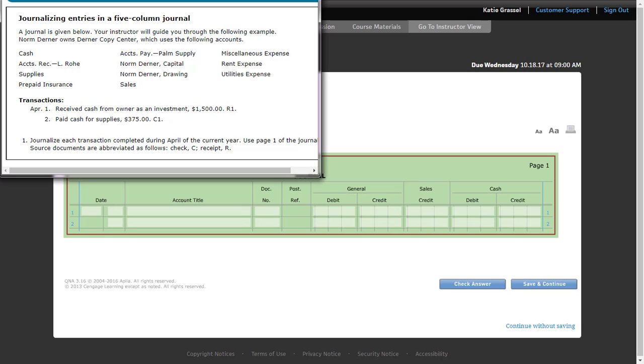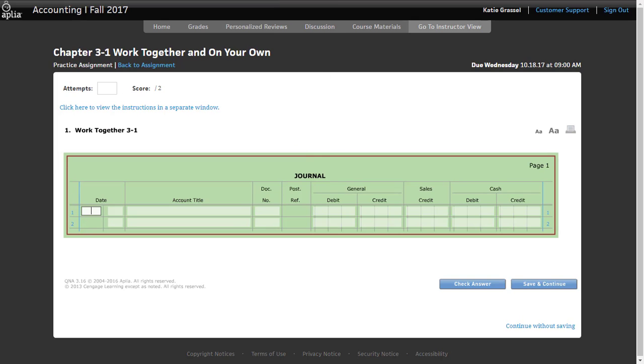How you do this matters. What you need to do is you're going to move across your journal from left to right. The first thing that we know is these transactions are being recorded in April of the current year. So I need to put the word April in here. You don't have to write the whole word out. You're just going to go ahead and abbreviate APR. The next thing that we know is the date of the transaction is going to be the 1st. So I'm going to put a 1 here.